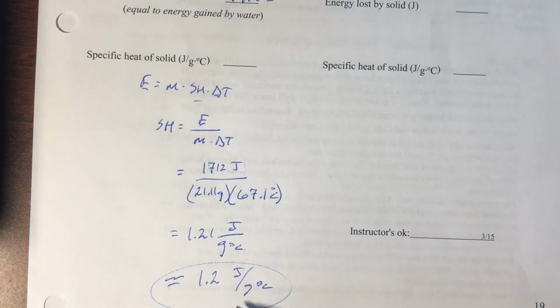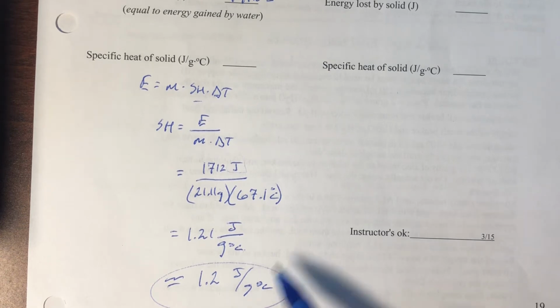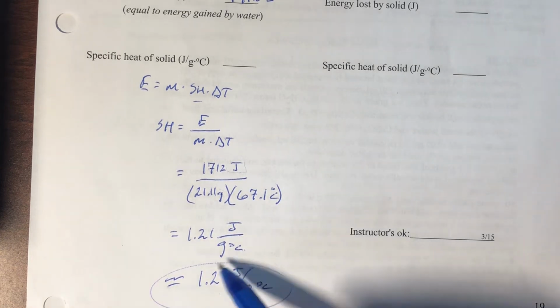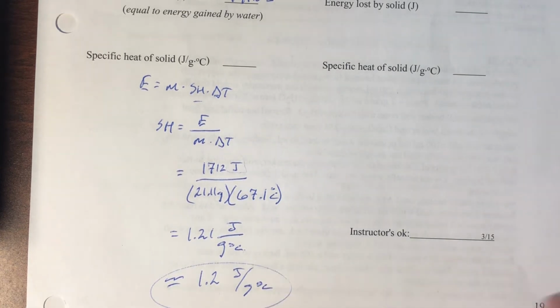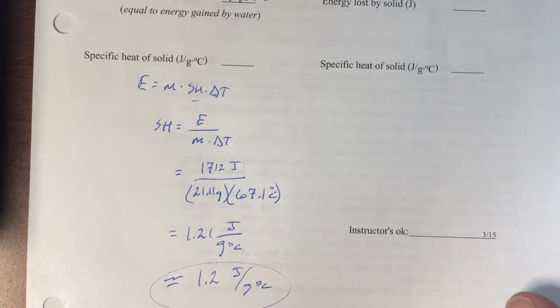Specific heat of water is 4 and change joules per gram degree Celsius. It's higher than any other common material. Most materials we'd be using in lab for this experiment would have a specific heat of around 1 joule per gram degree Celsius. I think aluminum is roughly 0.9, silicon is right around 1, so it's in that ballpark. All right, so that's it for the data and the calculations.